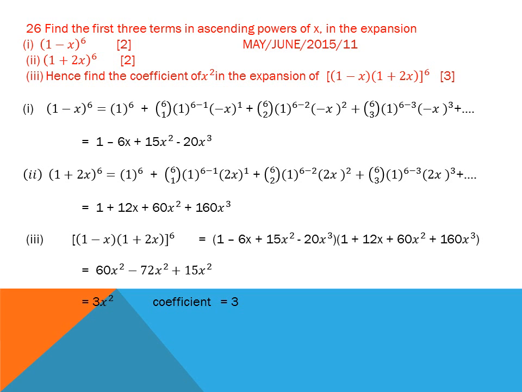There is a little bit of difference. In part 1, 1 minus x power 6. In part 2, 1 plus 2x. Only minus x is replaced by 2x here. There is no other difference in these two parts.